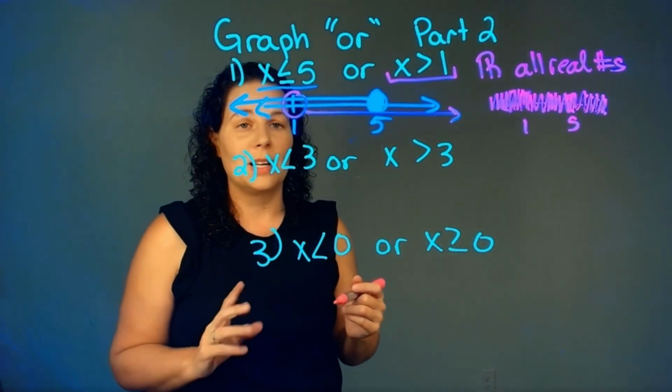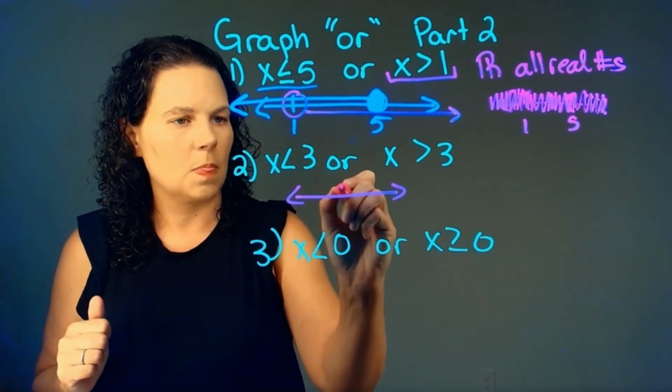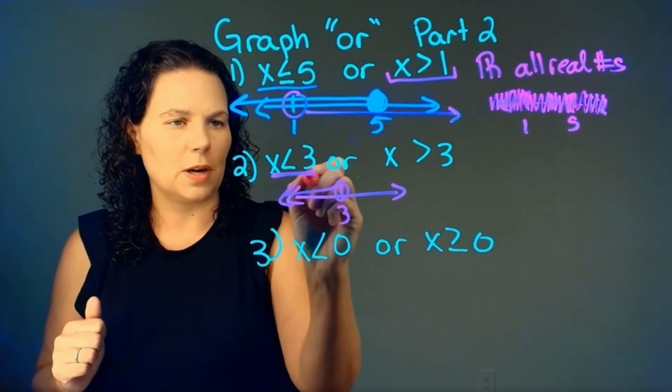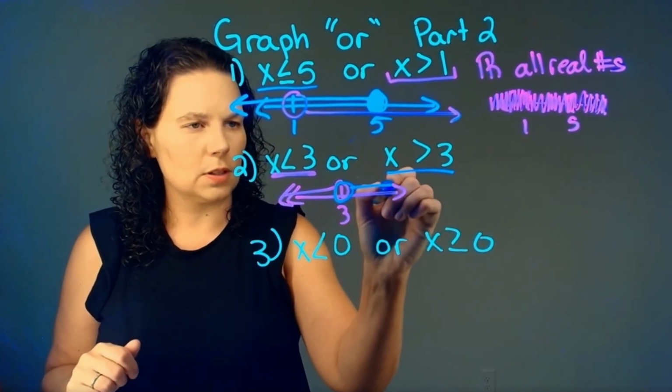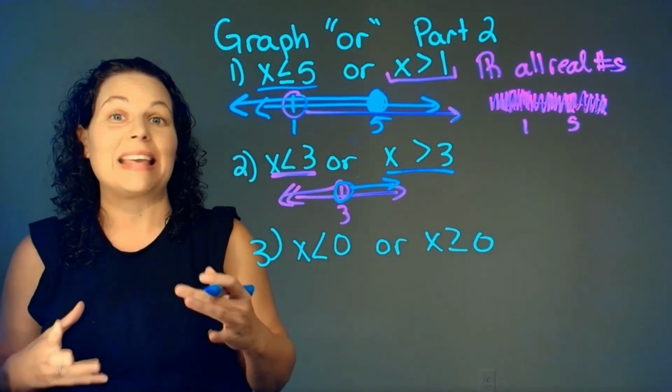Let's look at this next one. Less than 3 or greater than 3. So less than 3 gives me an open circle and shades less than. I'll do that one in pink. Let's do this one in blue. This is an open circle and it's going to shade greater than 3. So my final answer is going to be everything but 3.